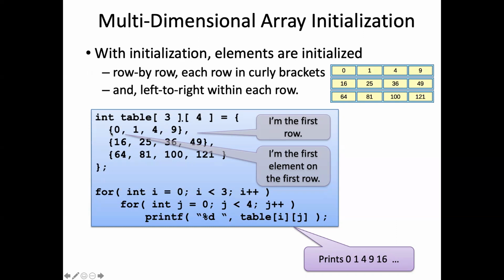So every row is 4 elements. I just write out each of those 4 elements, comma separated, inside curly brackets. Since table is 3 of those rows, like I said a moment ago, I just put the initialization expression for each row, one after another, separated by commas. And then at the bottom, I'm just going through it and printing out each of the elements in the array.